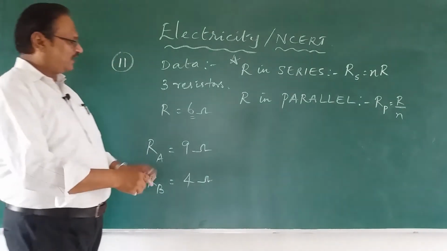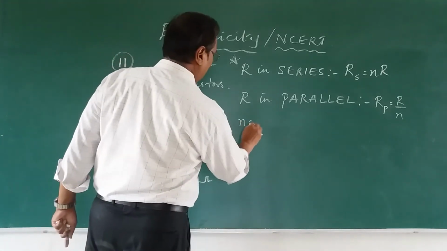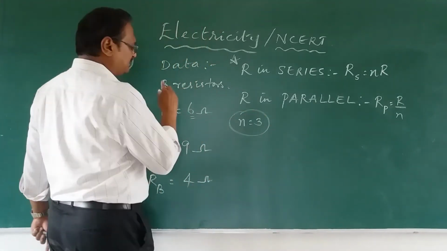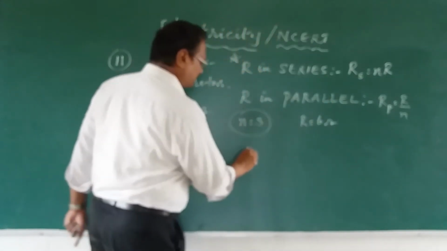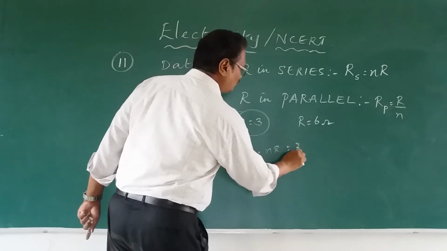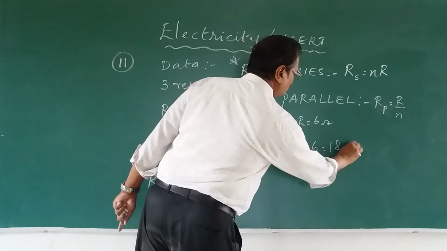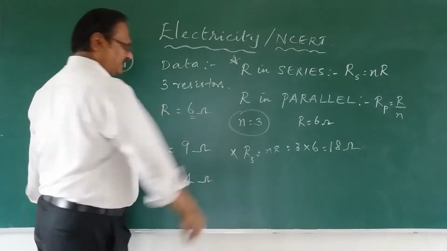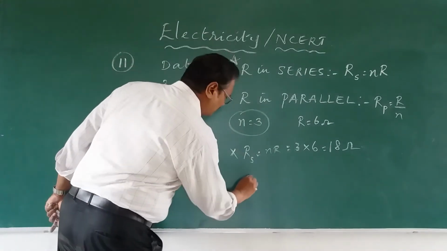So let me solve now. 3 resistors are there, so n is equal to 3. Each resistor is how much? 6 ohms. So resistance in series will be n into R, which is equal to 3 into 6, that is 18 ohms. No, this is not the case. They are not asking this. Okay, let me try the next one.